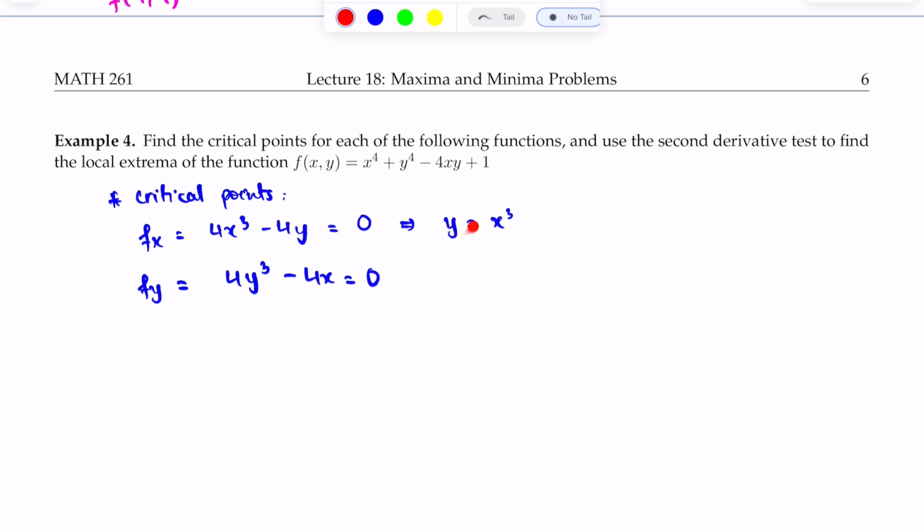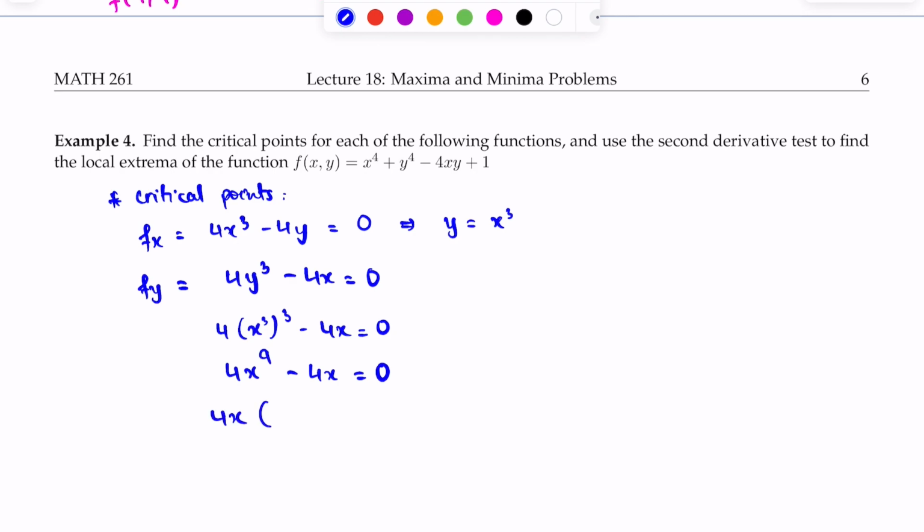So I'm going to substitute y equal to x cubed into this equation, and I'm going to get 4 times x cubed raised to the third power minus 4x equal to 0. Here I'm going to get 4 times x to the power 9 minus 4x equal to 0. And 4x is a common factor. You're left with x to the power 8 minus 1. This is equal to 0.